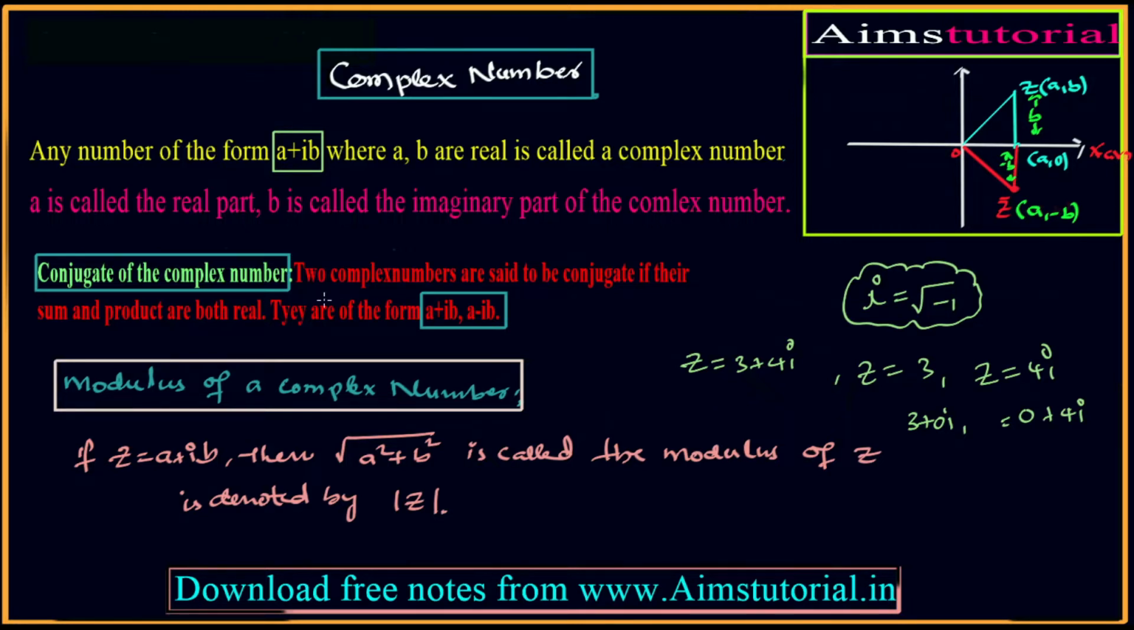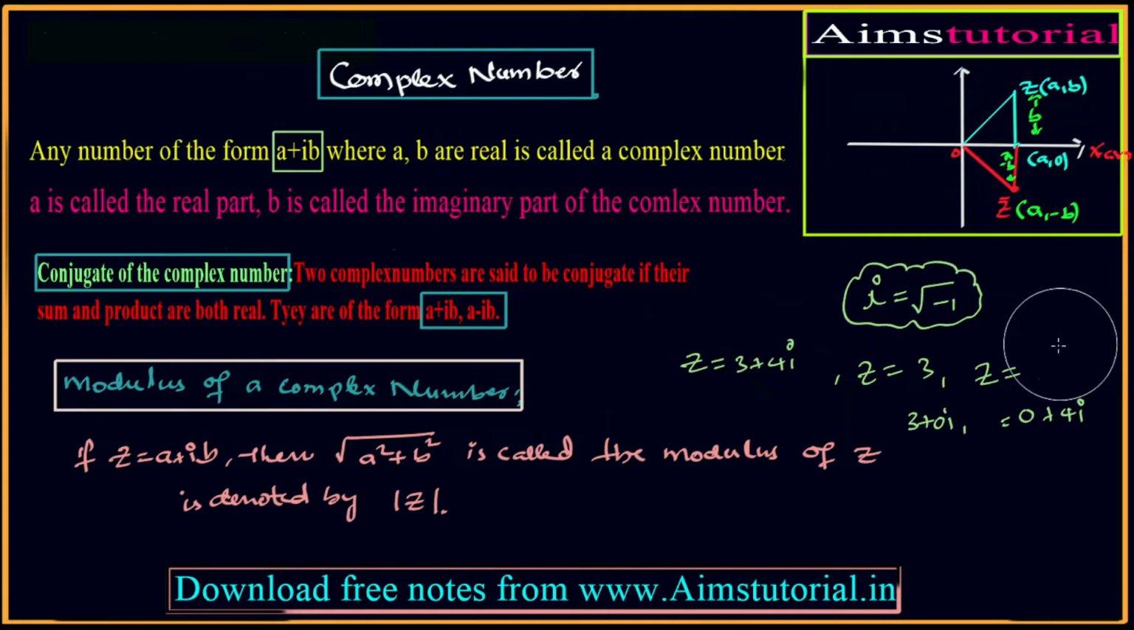So let us discuss the conjugate of a complex number. So what is a conjugate? Two complex numbers are said to be conjugate if their sum as well as product are both real. They are of the form a plus ib, a minus ib.